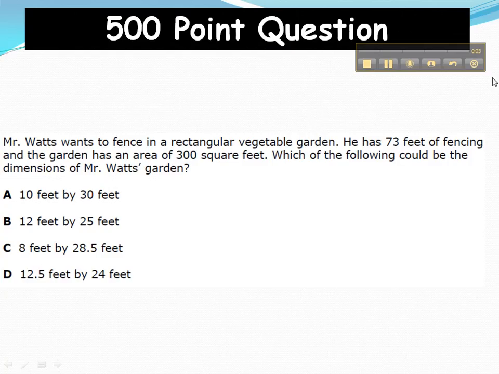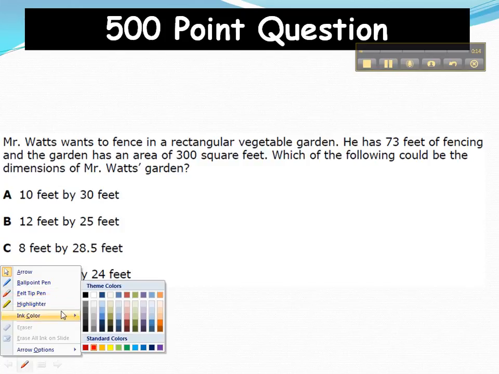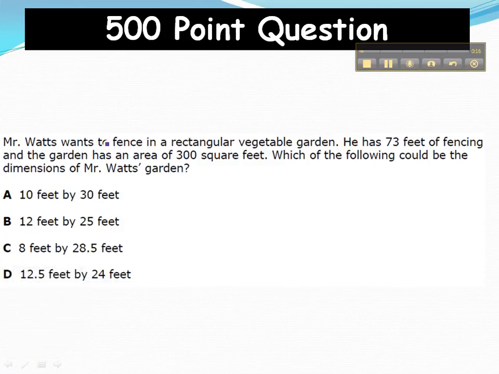Okay, last problem on the review, problem 13. Mr. Watts wants to fence in a rectangular vegetable garden. He has 73 feet of fencing, and the garden has an area of 300 square feet. Which of the following could be the dimensions of Mr. Watts' garden? So let's draw a rectangle.